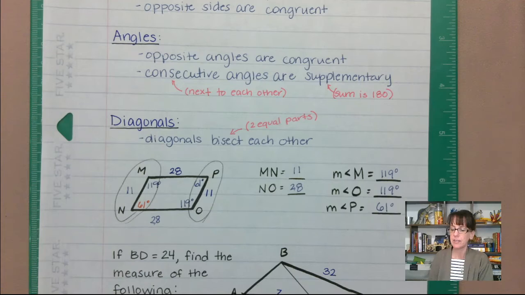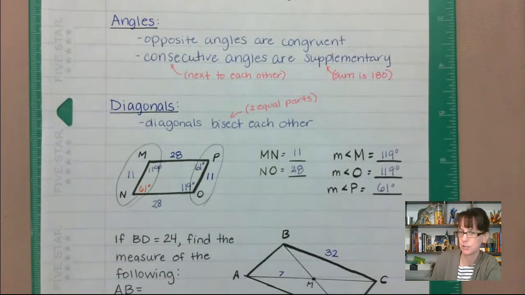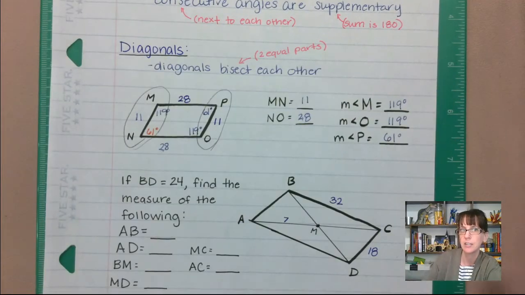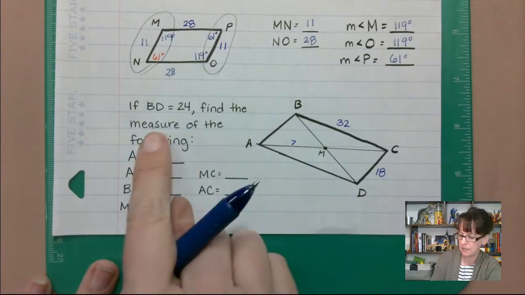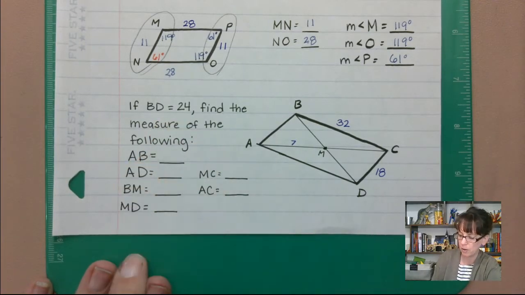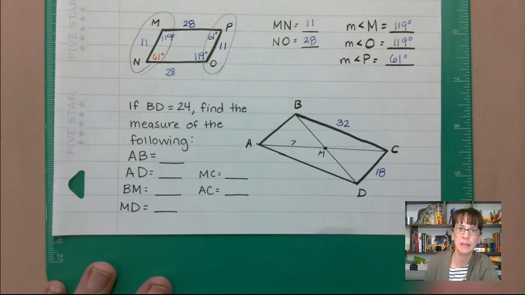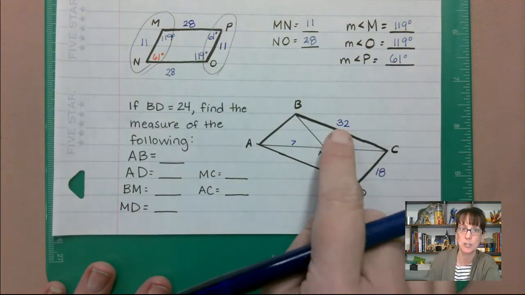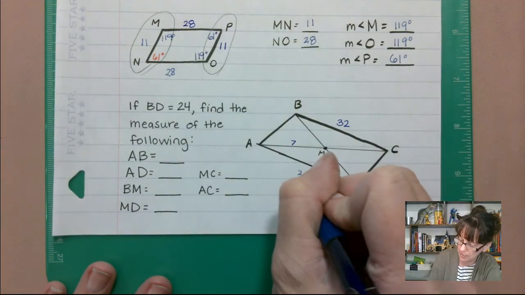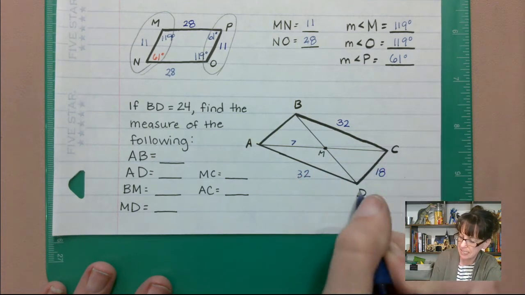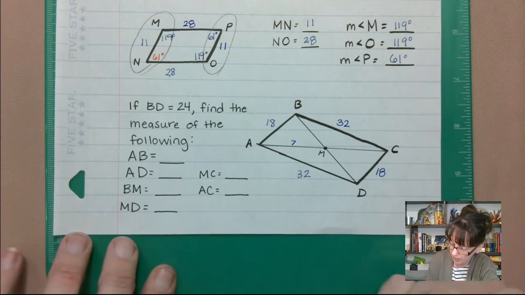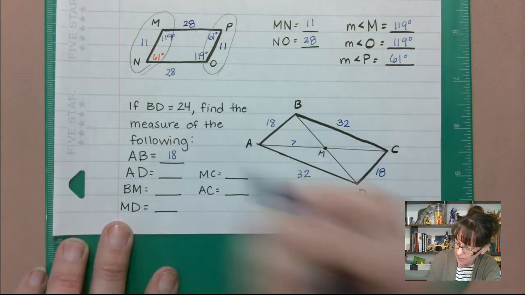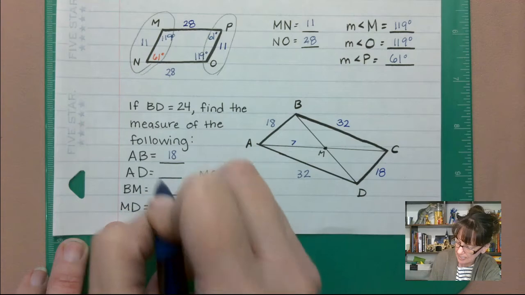Okay, now the last property that we have here is diagonals, and diagonals bisect each other, again, cut it into two equal parts. So let's apply that rule here. If you take a look, we know that BD equals 24. Find the measure of all the following. Well, let's again apply that rule. If BC is 32, then AD here is also going to be 32. If CD is 18, AB is also 18. So we've got AB is 18, and then we have AD is 32.